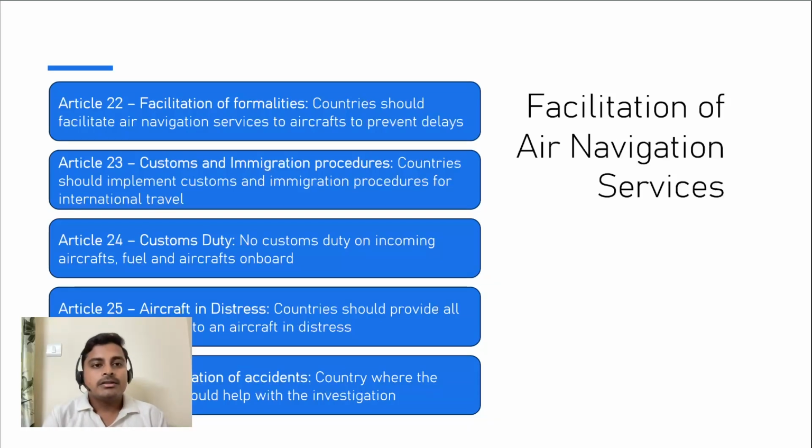Article 23, Customs and Immigration Procedures. Countries should implement customs and immigration procedures for international travel. So countries should align their customs and immigration rules with international practices recommended by ICAO. The aim is to ensure similar procedures across countries, making it easier for international flights to operate smoothly. When countries follow common standards, it reduces confusion and increases efficiency for passengers and airlines.